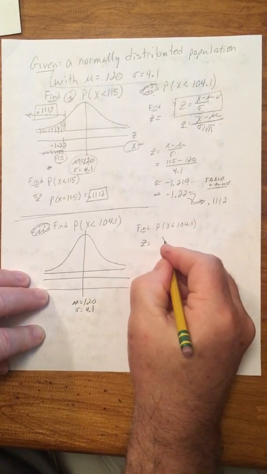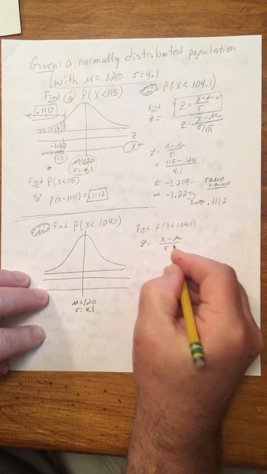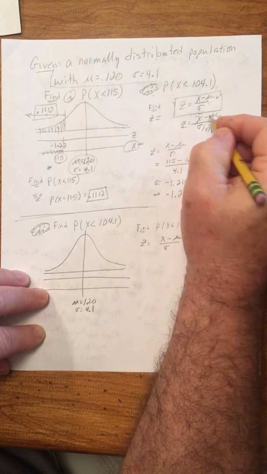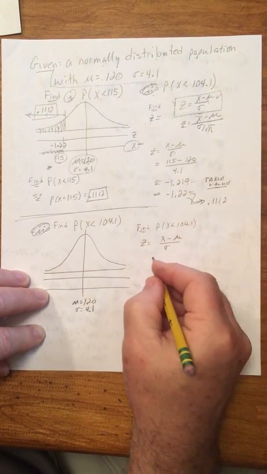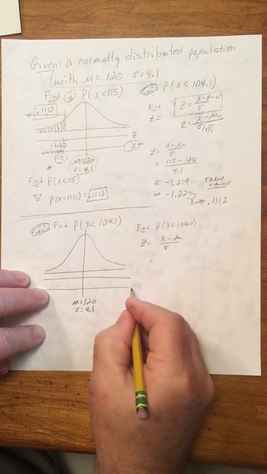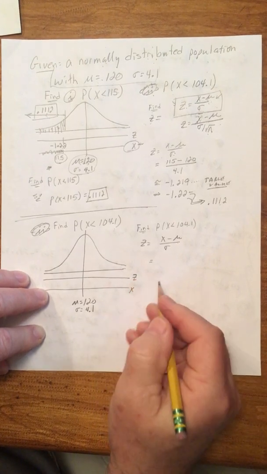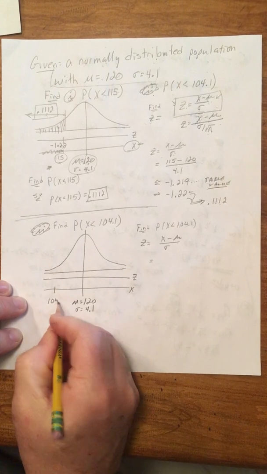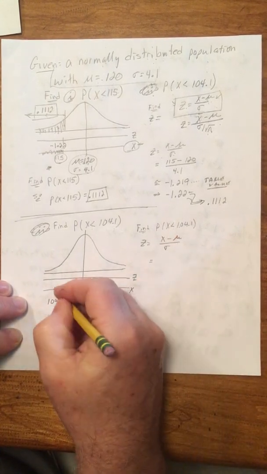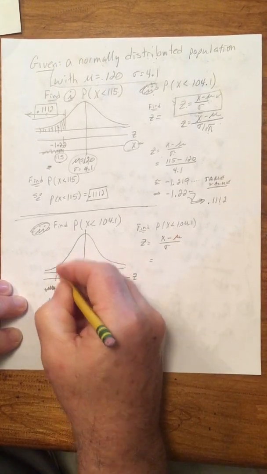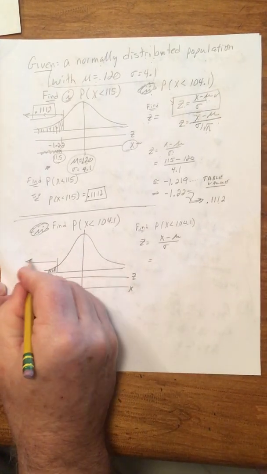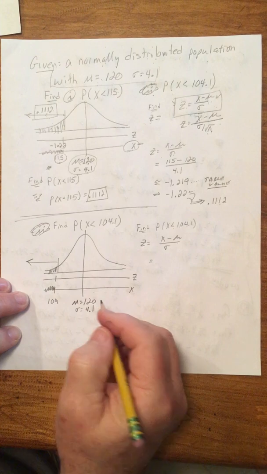So z is equal to x minus mu over sigma, the same formula we use whenever we do not have a sample. We're not taking a mean from the sample. So this is straightforward. This is the data scale, standard scale. Where is 104? 104 is over here somewhere. We want everything less than 104, so this is very similar to what we were doing before. The arrow goes to the left.